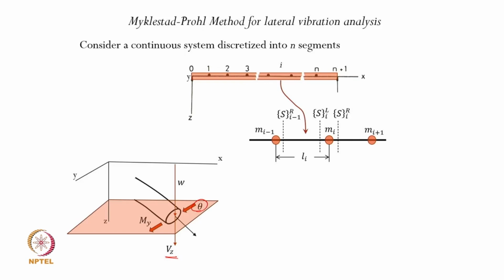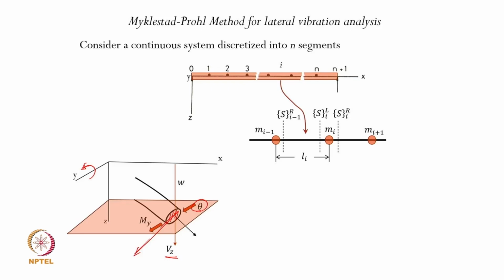So you have Vz as the shear force acting on this face of the segment, and then there is a bending moment acting about the y-axis. So this is the bending moment that acts, and therefore it is shown in this direction. So that is the direction in which the bending moment acts at that particular location. Okay, so these therefore define all the state variables at that location: the deflection, slope, shear force and bending moment.